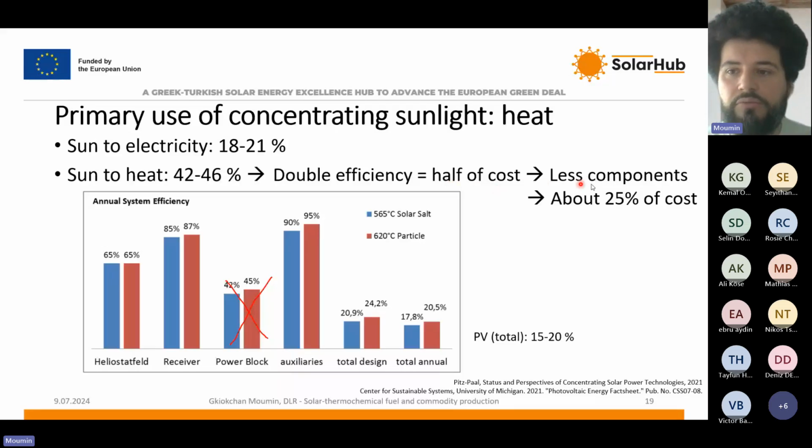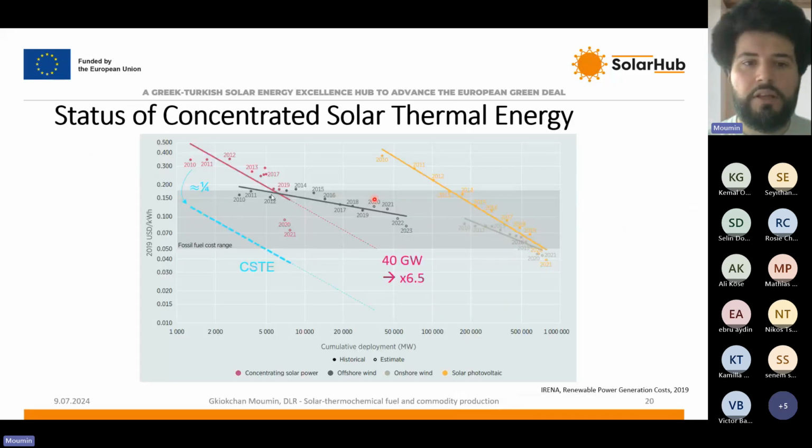But this was just the efficiency. If we also consider that we have fewer components, and the costs that we get rid of, then we end up with about 25% of cost. This is an estimation, maybe a third, but 25% I think is a safe number, which brings us then to this view. So concentrated solar thermal energy has basically a quarter of the price of CSP, and this is already competitive with PV, for example.